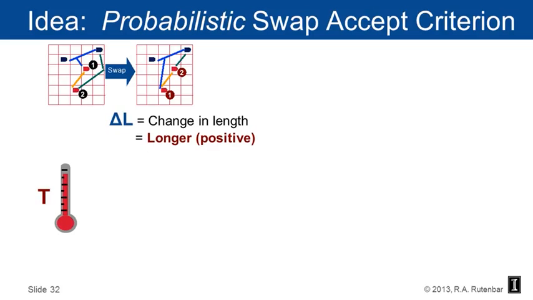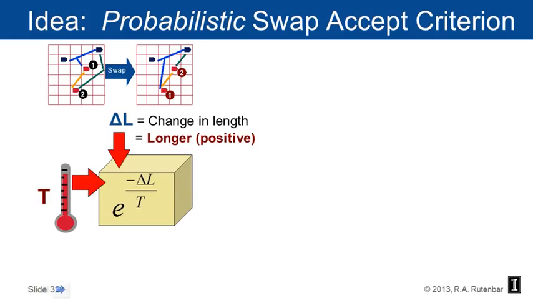This swap made the wire length worse. And so I'm also showing you a picture of the thermometer. So what happens next? The delta L number and the thermometer temperature go into a mathematical function. That mathematical function is e to the minus delta L over T. That generates a number. And that number, because it's e to the minus something, is a number between 0 and 1. So I can treat it like a probability.